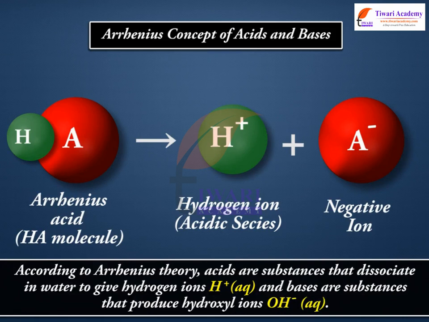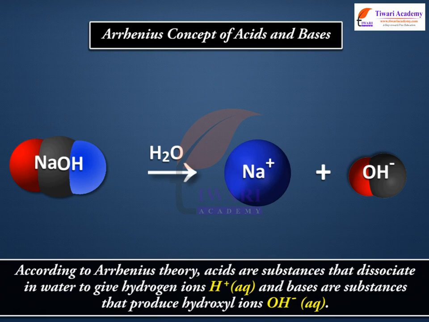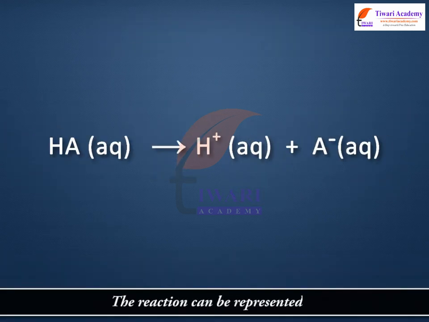According to Arrhenius theory, acids are substances that dissociate in water to give hydrogen ions, H+(aq), and bases are substances that produce hydroxyl ions, OH-(aq). The reaction can be represented as HA(aq) gives H+(aq) plus A-(aq).